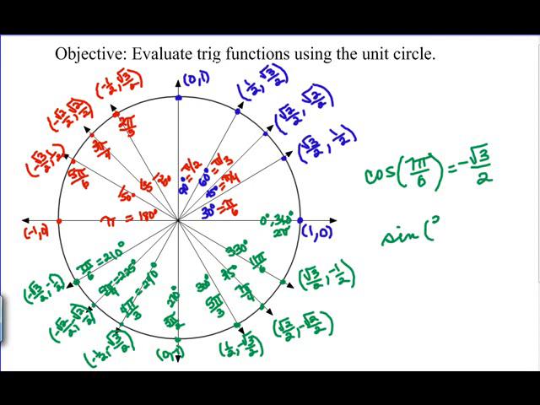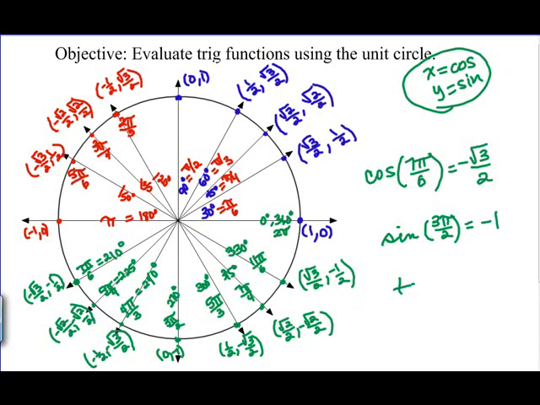What about the sine of 3 pi over 2? Okay, again, you need to think x is cosine and y is sine. Think about alphabetical order. Okay, so sine of 3 pi over 2 would be -1.